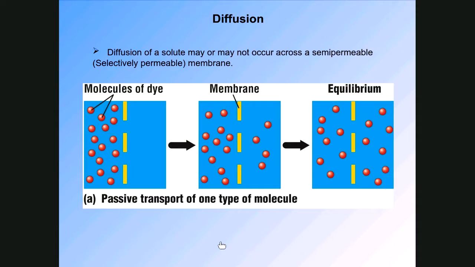So if you look here for diffusion, you have to keep in mind if the membrane or the medium is present, it's not enough to have a concentration gradient, an area of high solute concentration next to an area of low concentration.